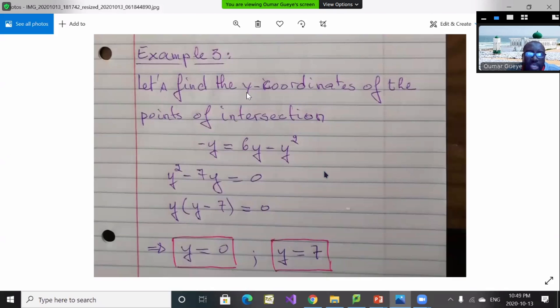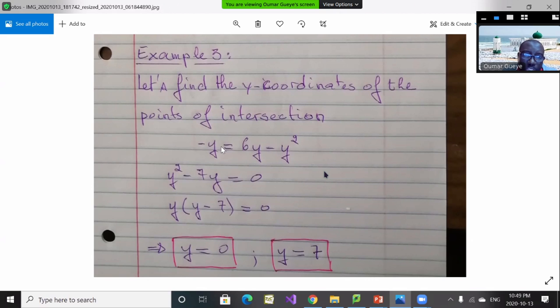So now we want to get, as I told you, we need the y coordinates. This is different to what we did before. In the previous examples, we found the x coordinates because the functions were in terms of x. Now my functions here are in terms of y. That's why I need the y coordinates only, except if the question asks me to find all coordinates. But in my calculations, I only need the y coordinates.